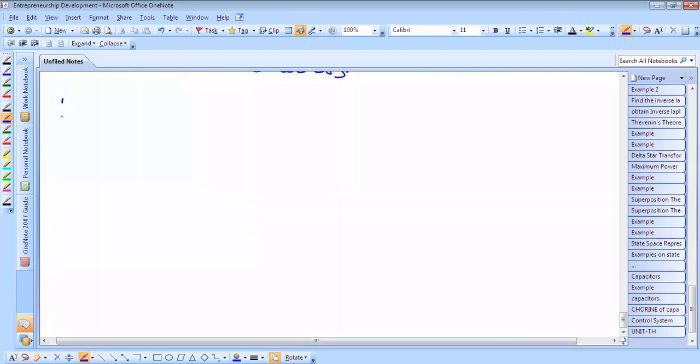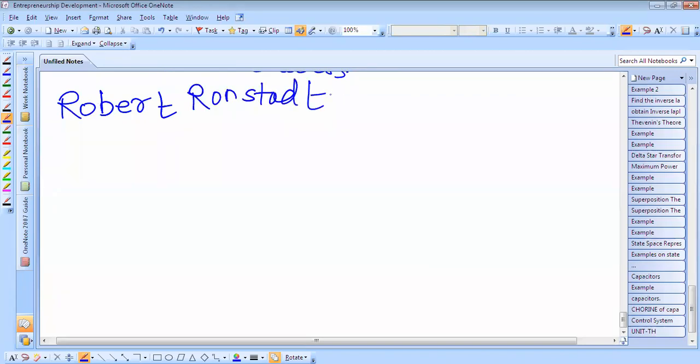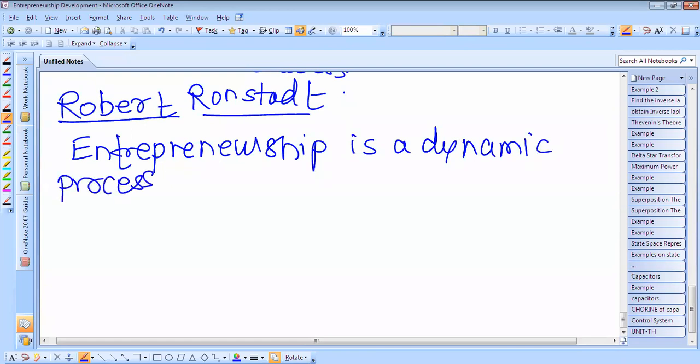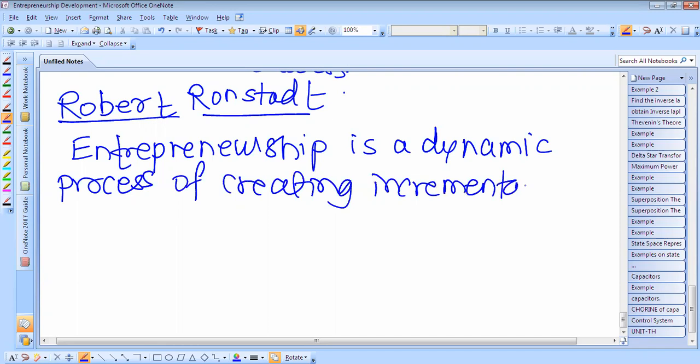So, how does Robert Ronstadt define entrepreneurship? According to Robert Ronstadt, entrepreneurship is a dynamic process of creating incremental wealth. Incremental wealth can be created just by entrepreneurs, not by just doing a job. If you want to create incremental wealth in your life, you have to act as an entrepreneur. Entrepreneurship is a dynamic process of creating incremental wealth.